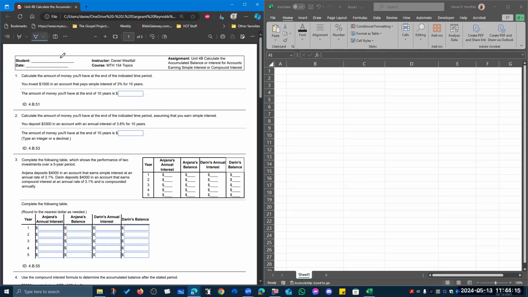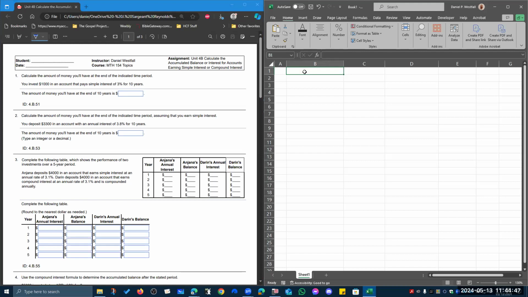In this video, we're going to calculate the accumulated balance or interest for accounts earning simple interest or compound interest. I'm going to be using Excel over here on the right-hand side to make my calculations, as one of the objectives of Math 154 is to learn how to use Excel to make simple calculations like this and iterated calculations like this. So this will be my video to show you how to do that.